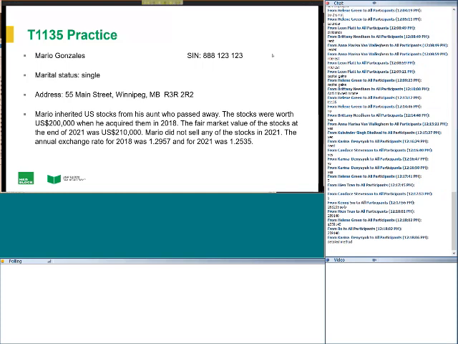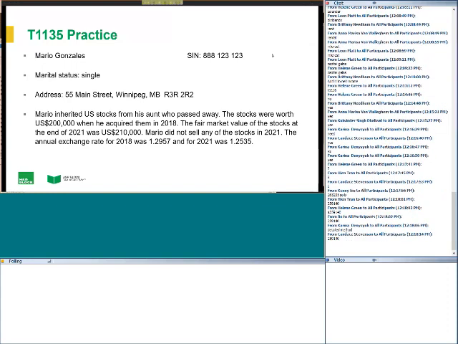Well, when he bought it, it was 2018. In 2018, it was worth $200,000, and the exchange rate for 2018 was 1.2957. So if I take 1.2957 and I multiply it by 200,000, I get 259140. That is the cost, which is just a little bit more than 250,000 Canadian. So until he sells some of the stocks or all of the stocks, we have to do Part B.